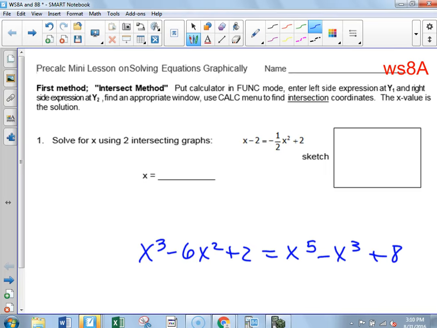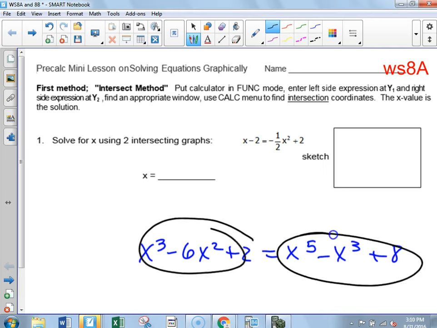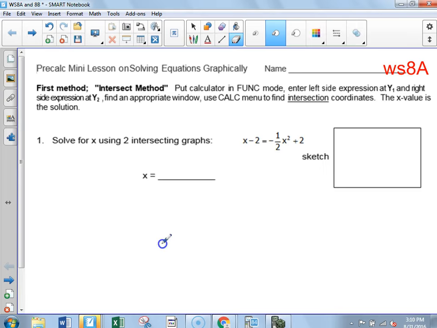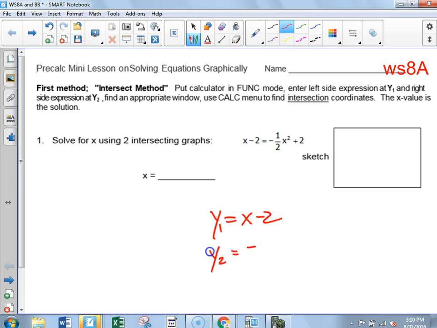Okay? So what we're going to do is type this side in y1 and this side in y2 and see where they're equal by finding their intersection. That's called the intersect method. Okay? So let's do that really quick with this problem. Type y1 as x minus 2 and y2 as negative 1/2 x squared plus 2.